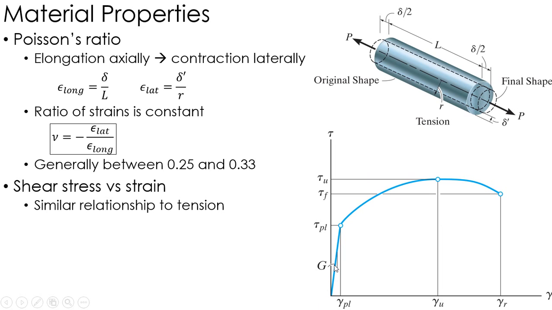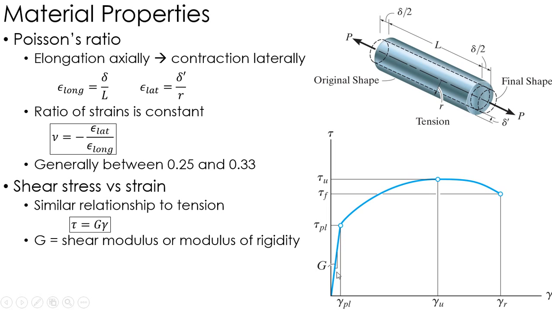Similar to tension, in the elastic range it has a slope, and that slope is defined by G, where tau equals G times gamma, where the shear stress is G times the shear strain. G is either referred to as the shear modulus of elasticity or the modulus of rigidity. So either one of those is true. Again, this is very similar to Young's modulus of elasticity, just for shear as opposed to an axial load.